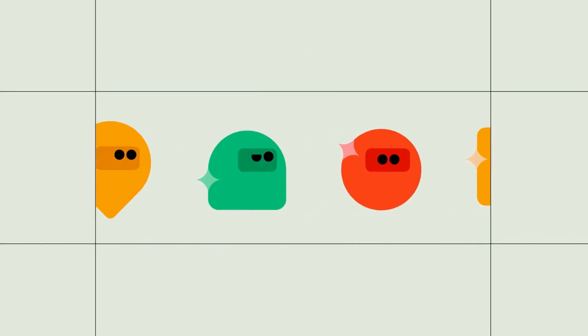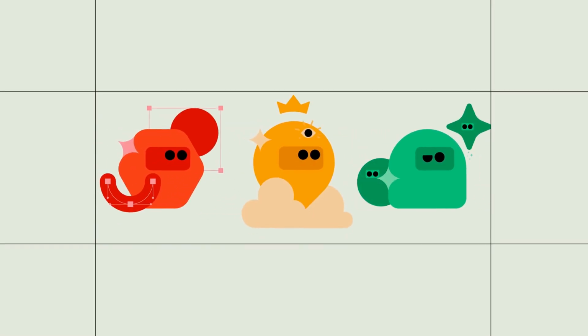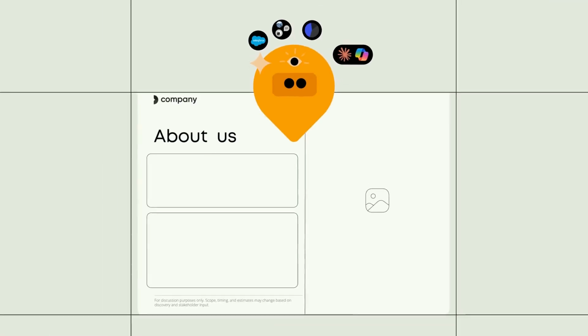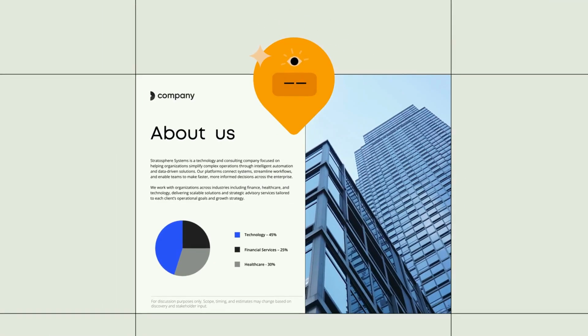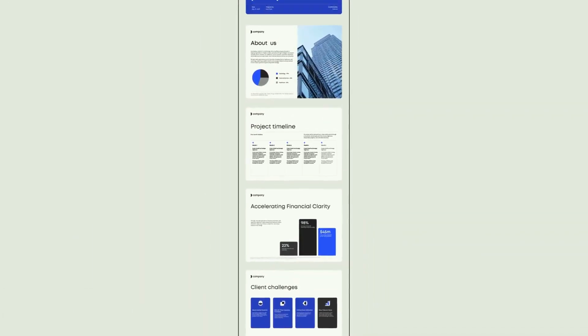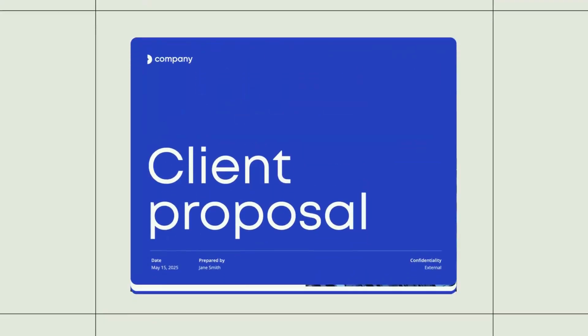That's where Templafy Custom Agents come in. Unlike generic AI, they're built for one specific type of document, and they already know your company, your structure, your content, your way of doing things. So instead of cleaning up a mess, you start with something that's actually ready to use.